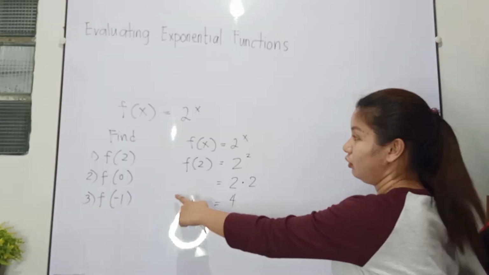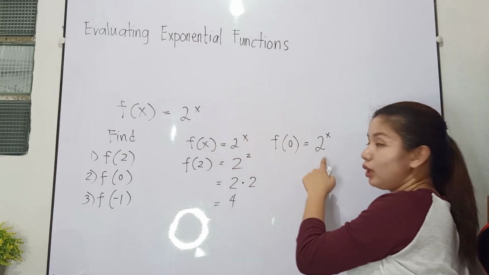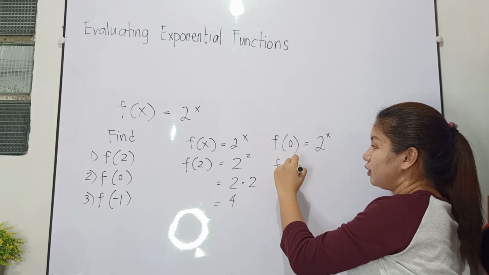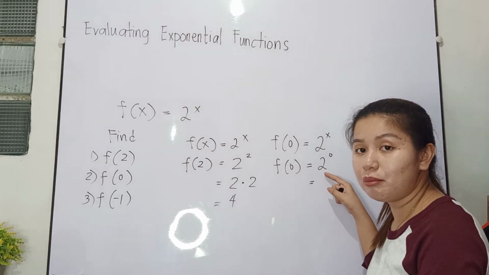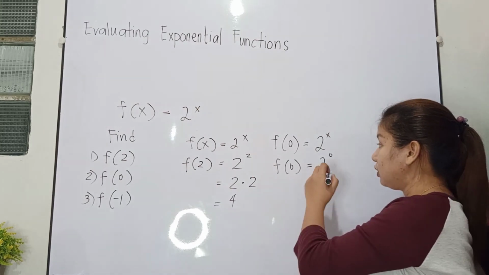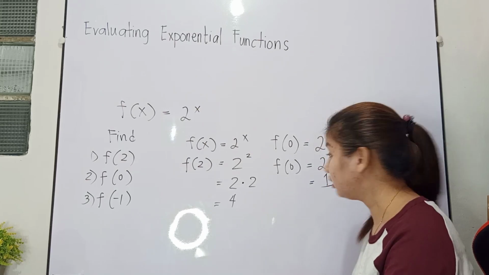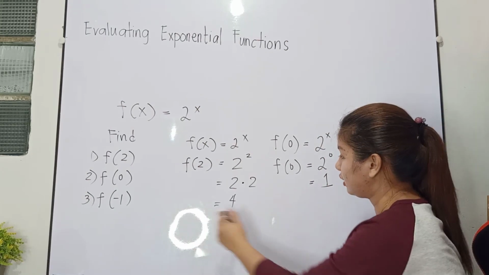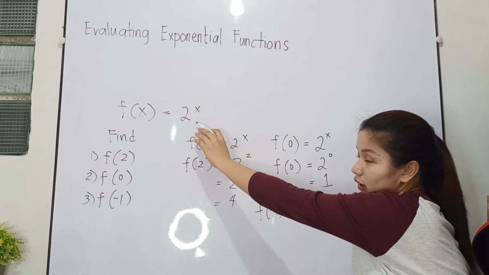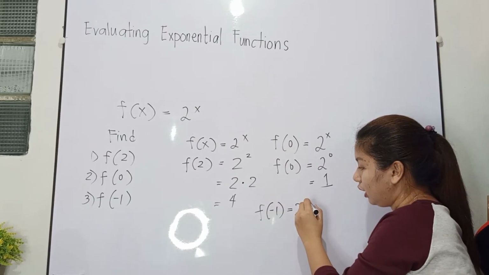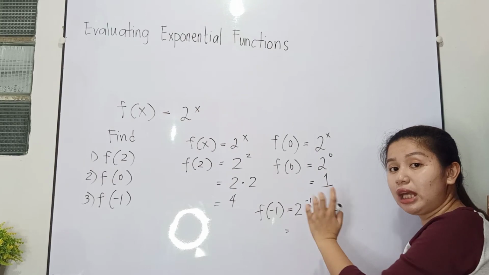So, how about f of 0? So, f of 0 is equal to 2 raised to x, which is given. So, we have f of 0 equals 2 raised to 0 equals, any number raised to 0 is equal to 1. So, the answer is 1. 2 raised to 0 is 1. So, kahit 1 million raised to 0 ay laging 1. Next, last one, we have f of negative 1. So, f of negative 1 equals 2 raised to negative 1 equals, again, kapag negative yung exponent natin, binababa natin yan.